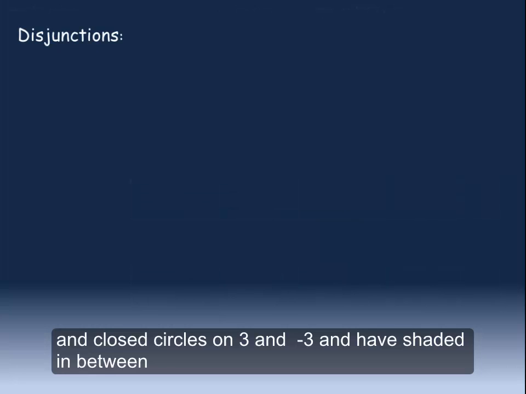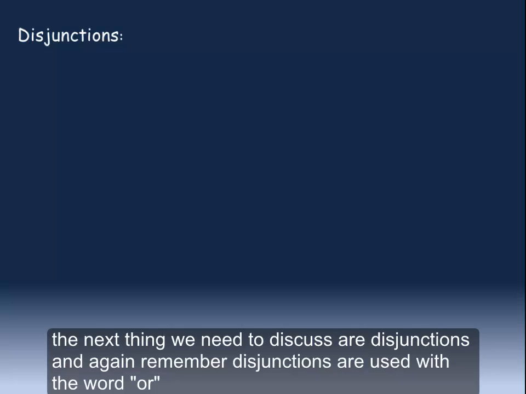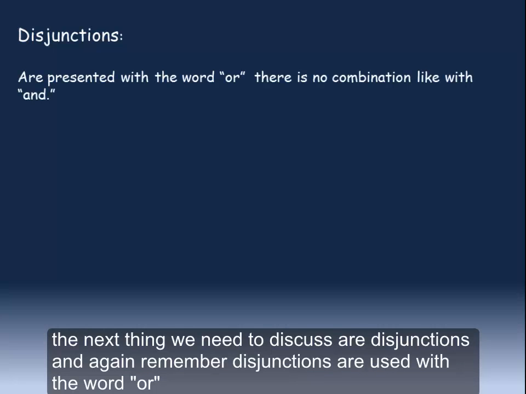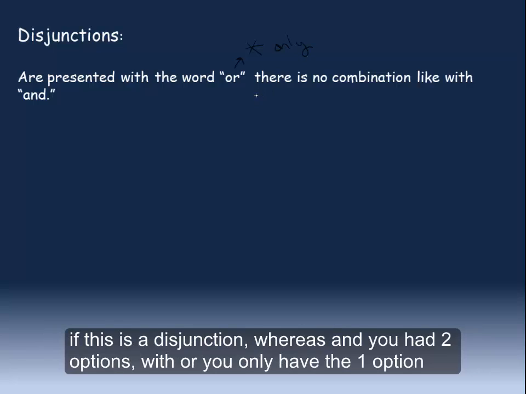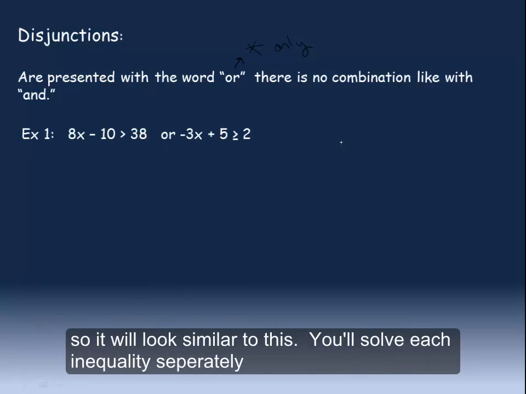The next thing we need to discuss are disjunctions. And again, remember, disjunctions are used with the word or. There are no combination disjunctions, so you will absolutely see the word or if this is a disjunction. Whereas with and you had two options, with or you only have the one option. So it'll look similar to this. You'll solve each inequality separately.